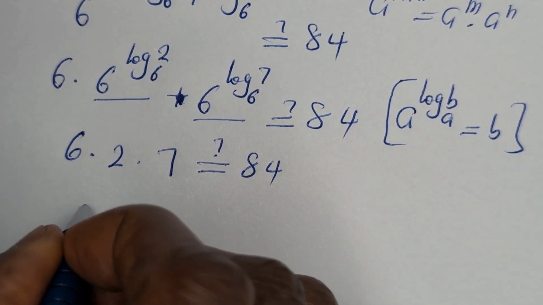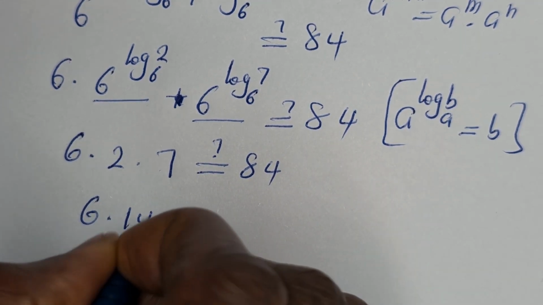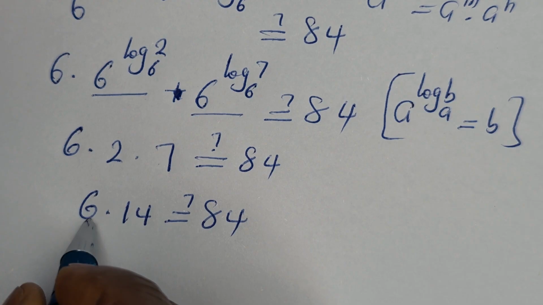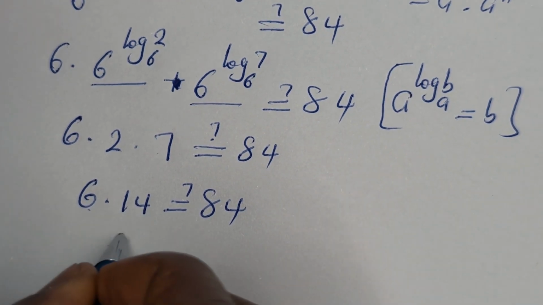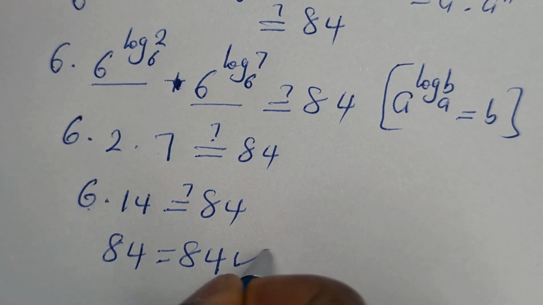Now here we have 6 multiplied by 2 times 7, that is 14, must be equal to 84. 6 multiplied by 14, that is 84, is equal to 84, which is true.